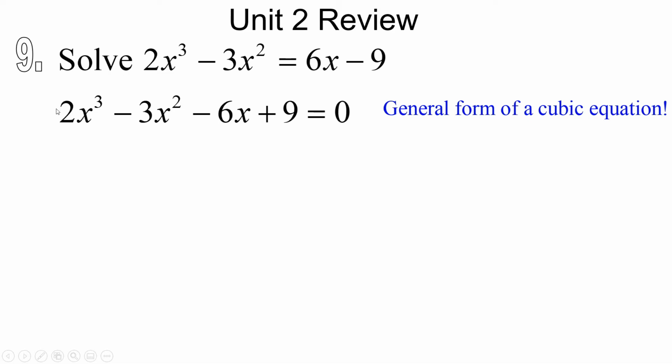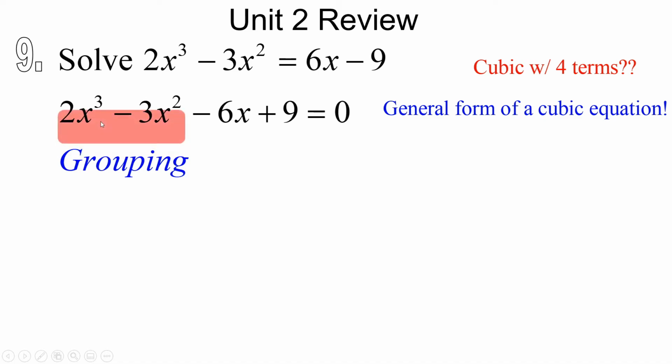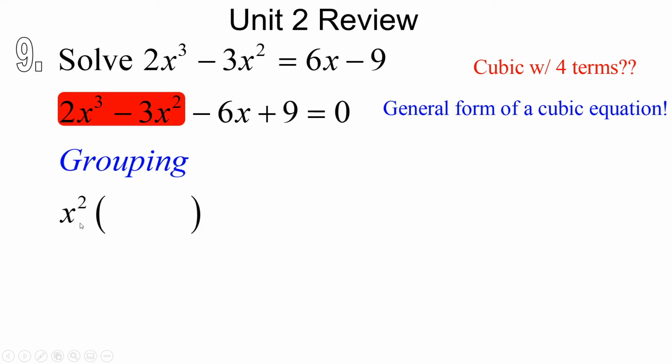Now, do you remember the method that we can try whenever we have a cubic with 4 terms? That's right, grouping. Let's see if we can group this and get it into factored form. So that means I'm going to take the first two terms, the cubic and the quadratic, and group them. Are they factorable? Oh, yeah. I see a common factor of x squared, so I'll factor the x squared out and go x squared times what is 2x to the third. That'd be a 2x. x squared times what is negative 3x squared? Minus 3.